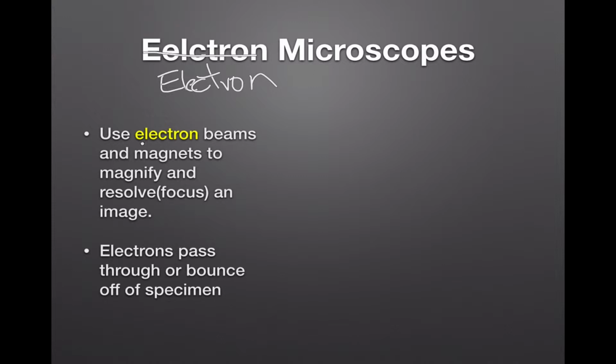Okay, electron microscopes don't use light. They use a beam of electrons and magnets instead of glass lenses to focus a beam of electrons either onto or through a sample. And just like with light, the electrons have to pass through it or bounce off of it.